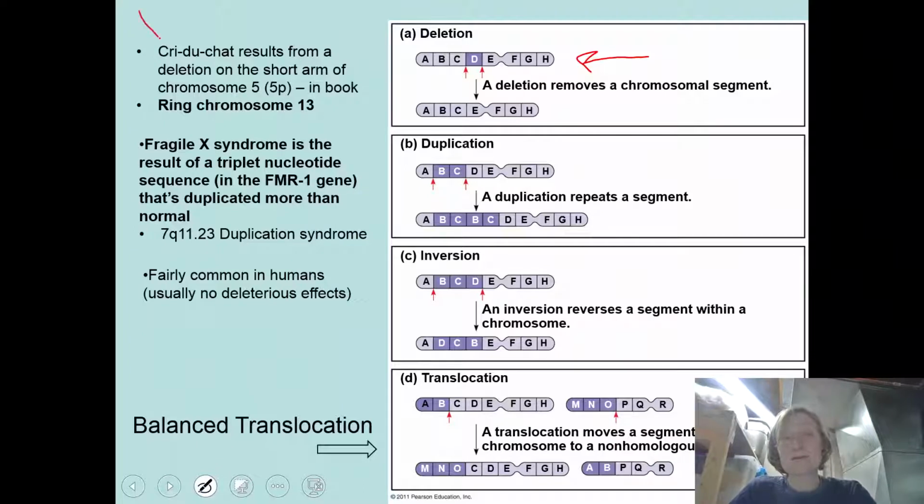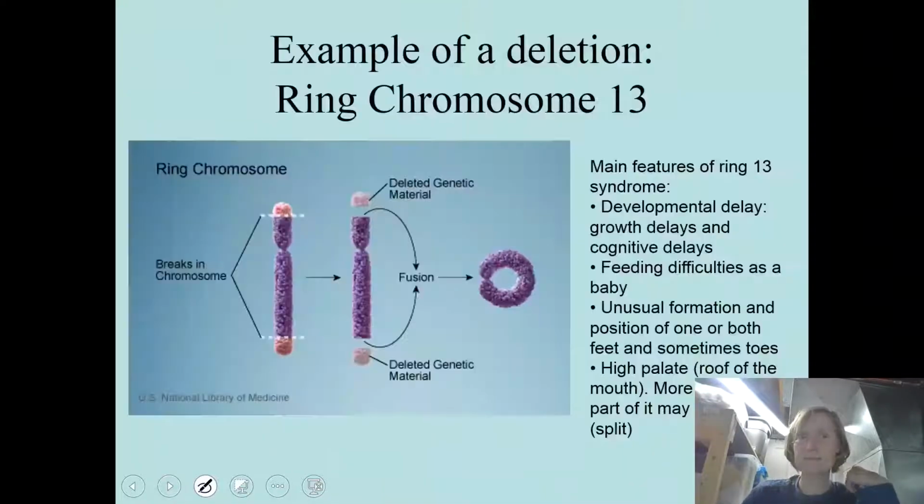This could happen accidentally anytime or during replication. There's a nice example of Cri-du-chat in the book that you might want to read about. I want to mention ring chromosome 13, and that's on the next slide, and we'll come back to this. So here's an example of a deletion.